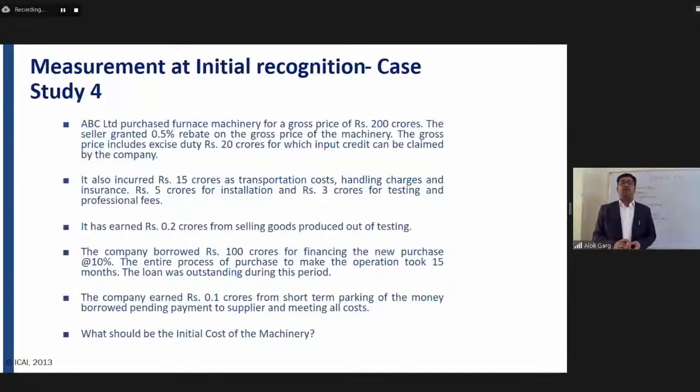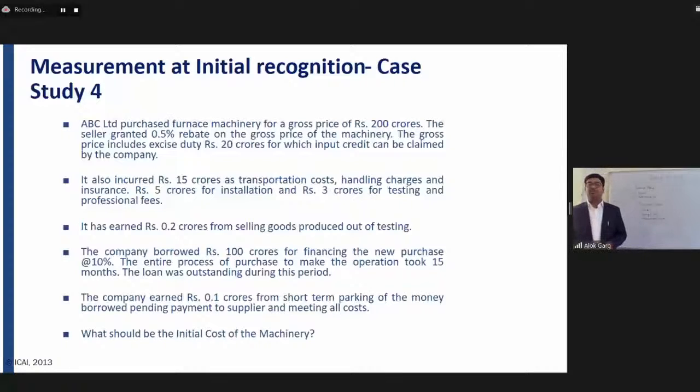The company borrowed rupees 100 crores for financing the new purchase at the rate of 10%. The entire process from purchase to making the operation took 15 months. The loan was outstanding during the period. So what does this point indicate? This point is indicating the borrowing cost.